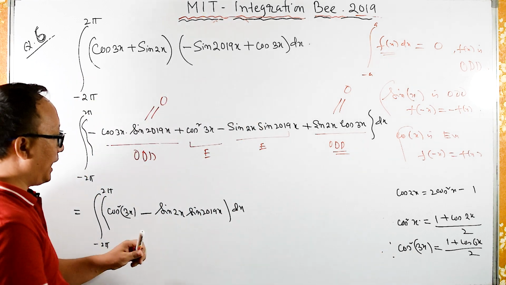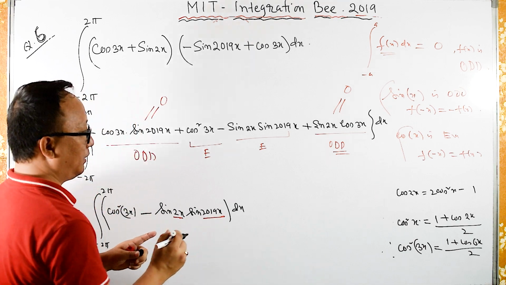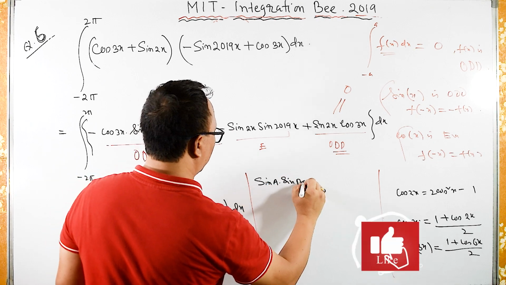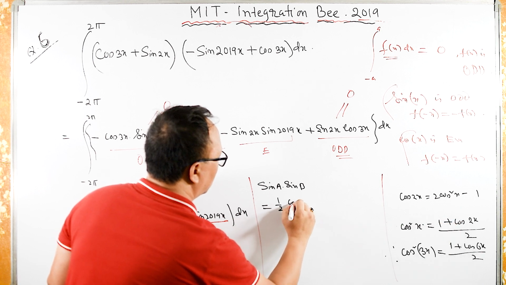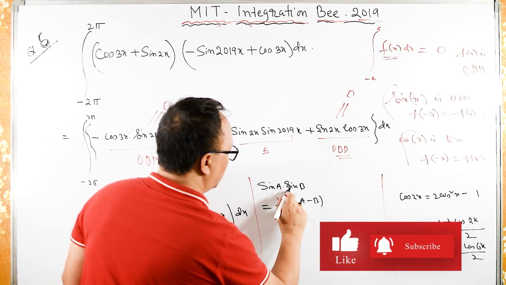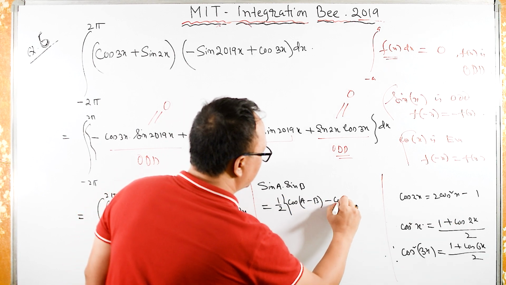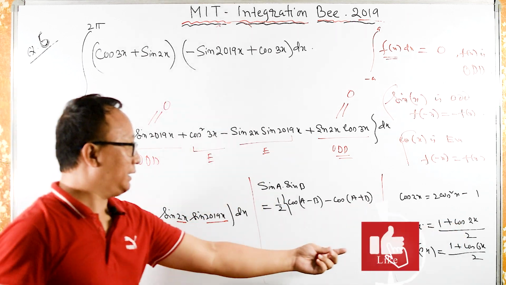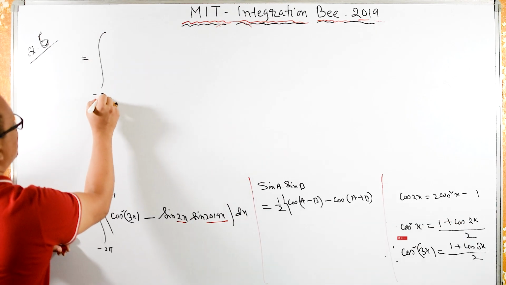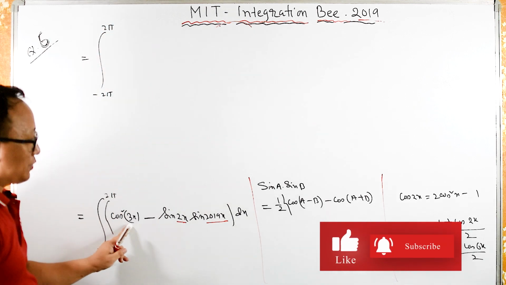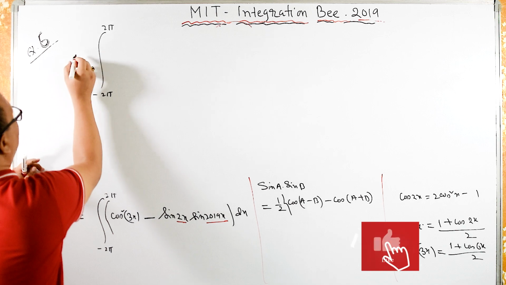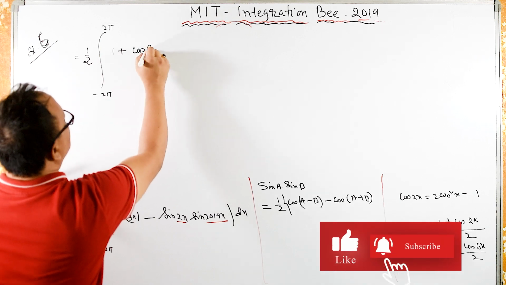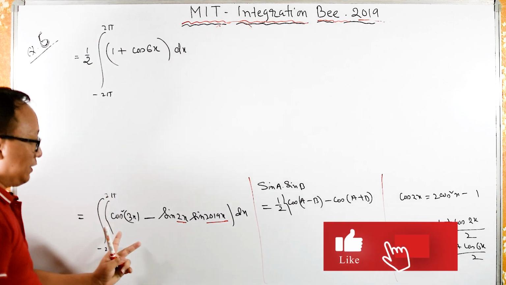And what about this? We have sine, we have to use the sine A and B formula. So, we have sine of A into sine of B is equal to half cos of A minus B minus cos of A plus B. So, I am going to use this formula over here and then this is equal to the integral from minus 2 pi to 2 pi. So, cos square 3x I can write as half. So, I can send half outside, half, so 1 plus cos of 6x into dx for the first term.